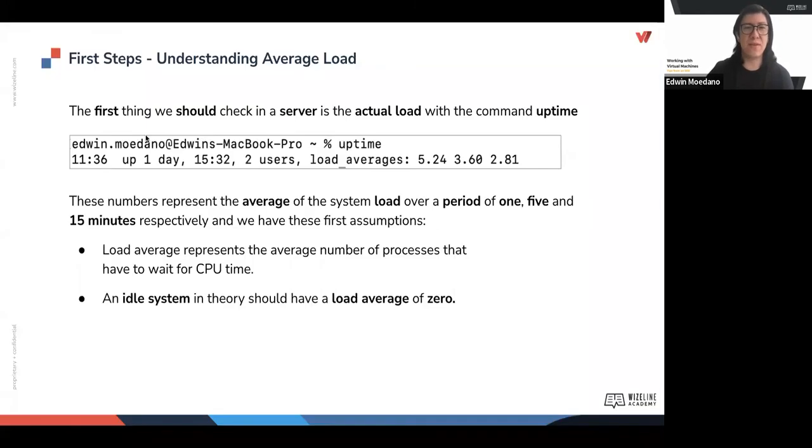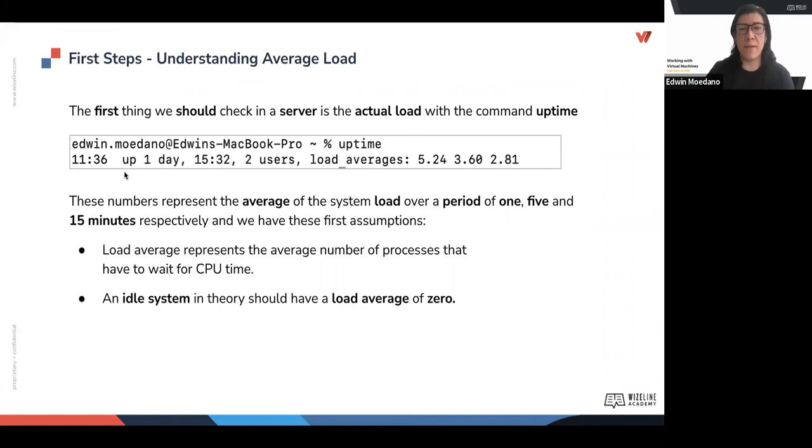The first point is reading metrics. Sometimes metrics can help us a lot. It can be boring, but it can help us a lot with what we are trying to achieve. The first thing we should do is check on the server if it's an actual load issue with a command. The first command I try to type is uptime. It's really easy.